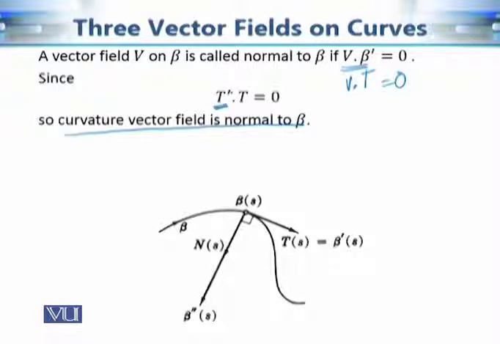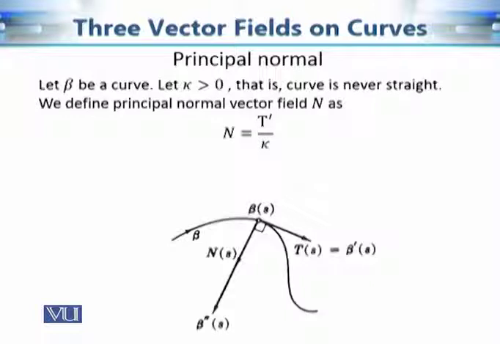So we have seen that this vector field T prime is perpendicular to T. This is β double prime, which is another way of saying T prime. Now we have a vector field which is perpendicular to the vector field T. To make sure that it has unit magnitude, we divide it by its norm, and we know that the norm of T prime is basically the curvature. So if we divide this T prime vector field by its magnitude, which is the curvature, then this new vector field is known as the principal normal vector field. It is perpendicular to T and it is unit.